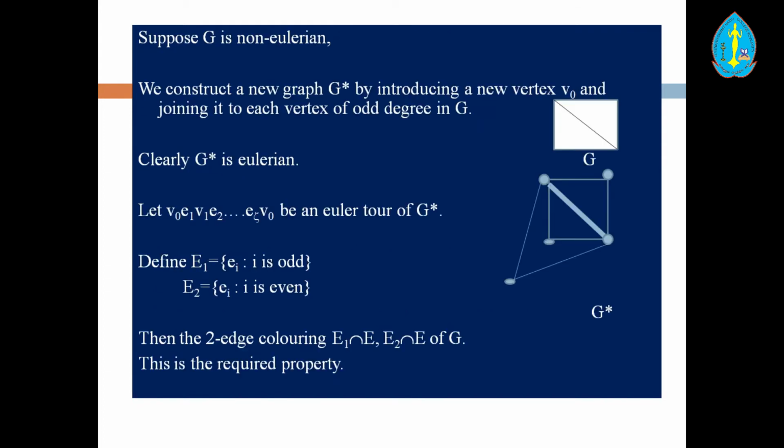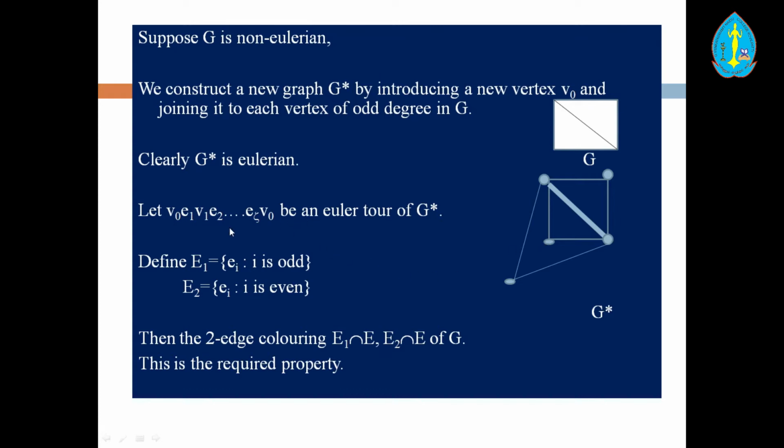Suppose G is non-Eulerian. Non-Eulerian means G contains odd degree vertices. We construct a new graph G star by introducing a new vertex V0 and joining it to each vertex of odd degree in G. Consider the graph G. Here these two vertices are of odd degree. Introducing this vertex and connecting it to the odd degree vertices, we get G star. Now every vertex in G star has even degree.